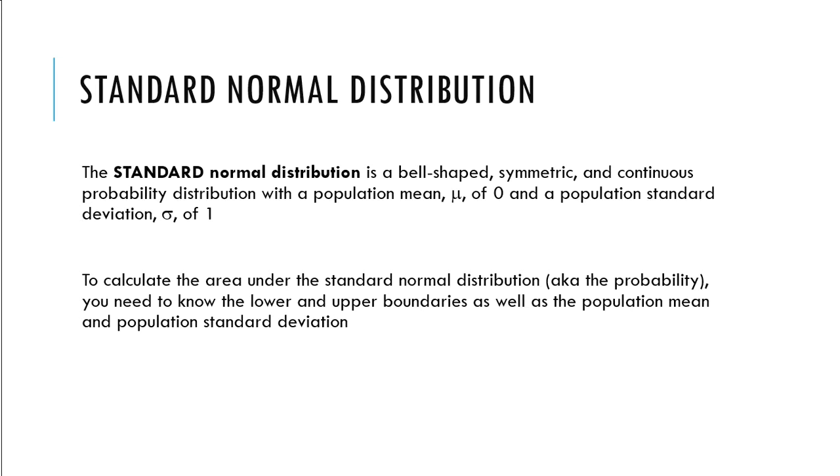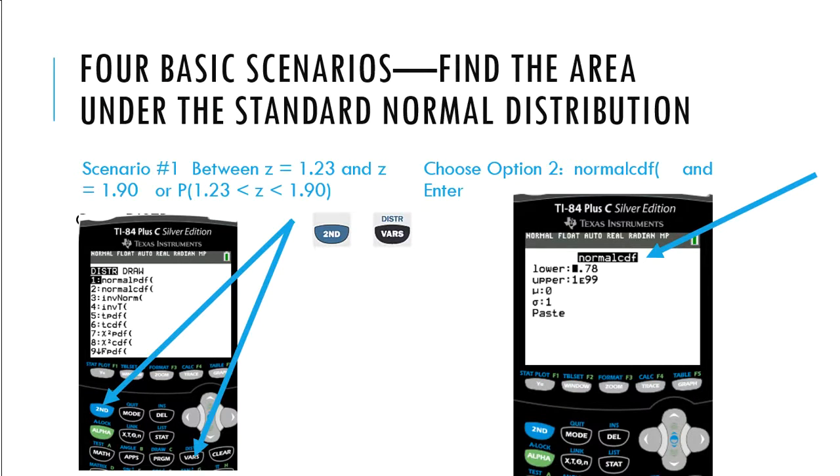All right, let's remember though, the standard normal distribution is the bell-shaped, symmetric, and continuous probability distribution with the population mean of 0 and the standard deviation of 1. To calculate the area under a standard normal distribution, aka the probability, you need to know the lower and the upper boundaries as well as the population mean and the population standard deviation. So 4 basic scenarios. Find the area under the standard normal distribution.